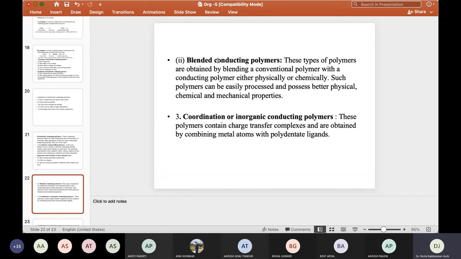Okay, so this is known as blended conducting polymers, as well as coordination or inorganic conducting polymers. These polymers contain charge transfer complexes and are obtained by combining metal atoms with polydentate ligands.